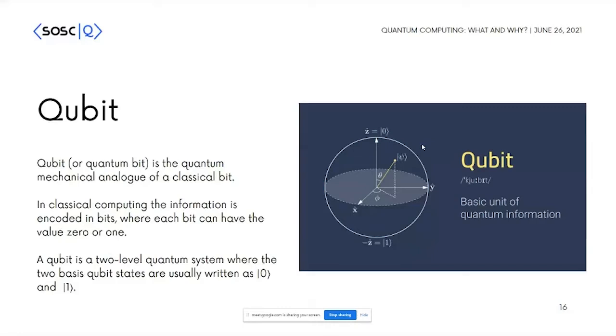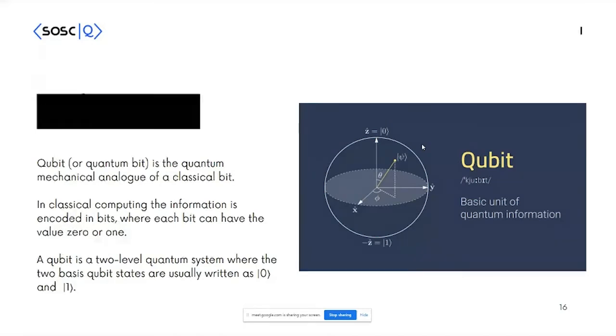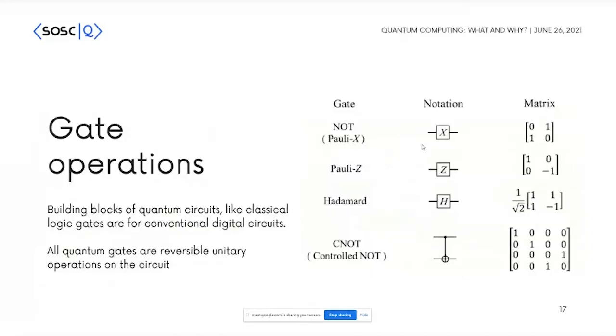Now we talked about the qubit, so what do we apply on the qubit? I talked about the interference. So we apply something called gate operations. Gate operations are like building blocks of a quantum circuit, right? Even in our classical circuits, we have gates like AND gate, OR gate. Similarly, we have certain basic gates for a quantum computing system. We have something called a Pauli X, which is called a NOT gate.